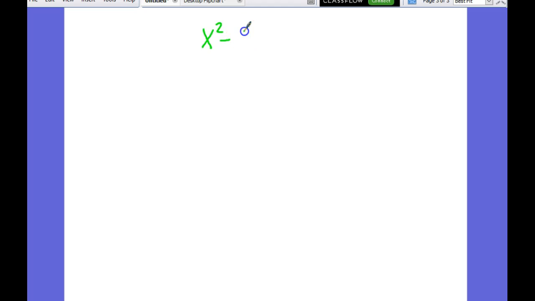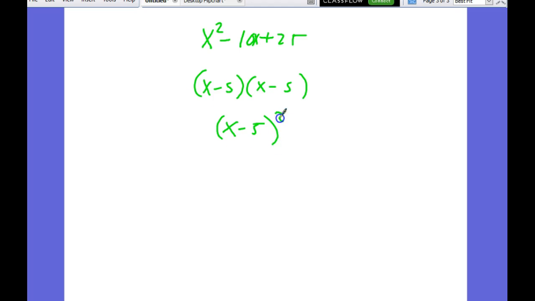I think it was minus 10x plus 25, right? Okay, so as we already talked about, we already know where this number comes from, right? Where does this number come from? It's half of the middle number, right? But take a look at this number. Where does that number come from?